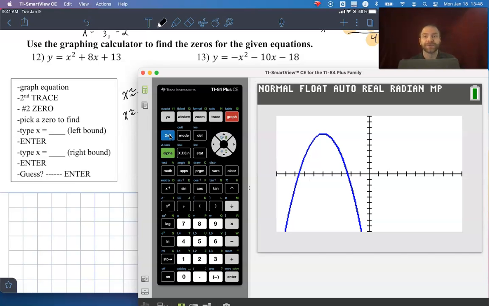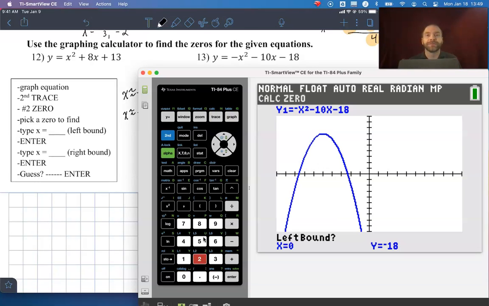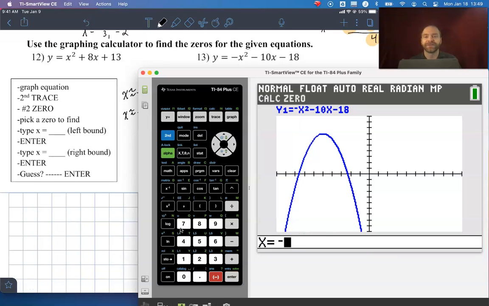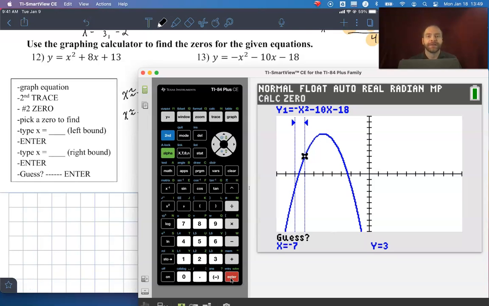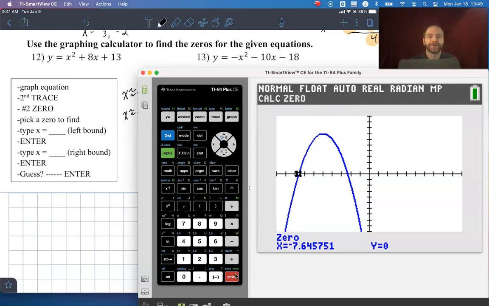So second calc, because if you ever want to find anything on the graph, you always go to the calculate menu. I'm going to go to option 2, left bound. I said -8. Enter. Right bound. I think -7 is to the right. It is. Guess. And good news is I'm going to be wrong. So I'm going to say -7.5. I was wrong. It is -7.6 approximately. So x is approximately -7.6, I'm writing it down and I'll show you at the end.